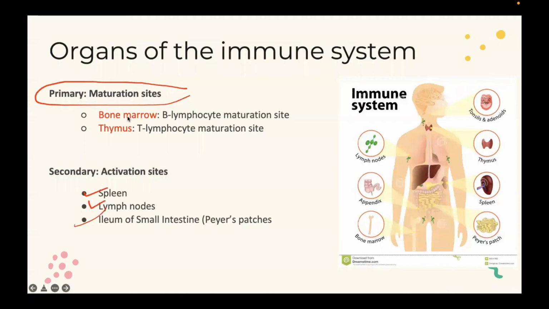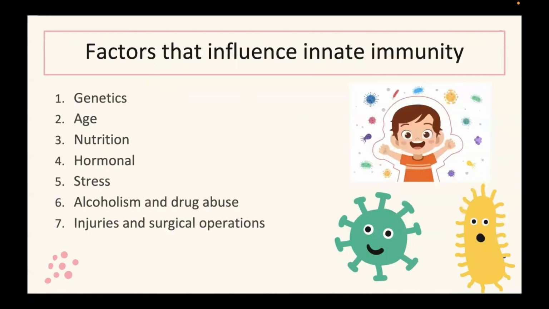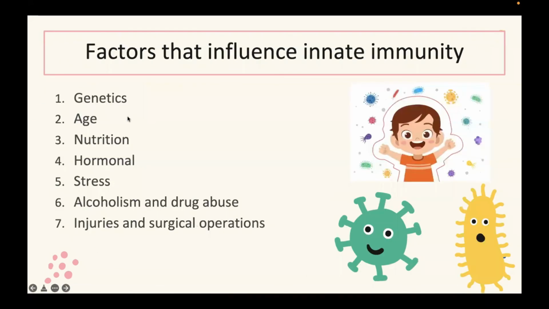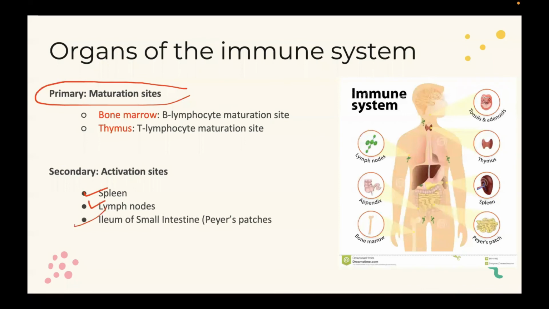Yun lang po muna yung pinaka-overview ng ating immune response. Alam lang natin dapat yung pinaka-basic such as yung mga innate and adaptive immunity. Hindi natin kailangan pumunta into specific such as yung mga interleukins, antibodies, IgG, IgM, kasi biochemistry pa lang po tayo.